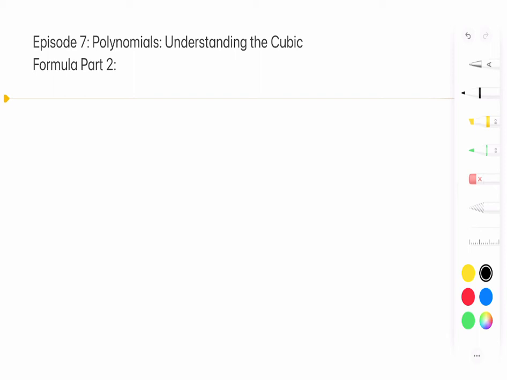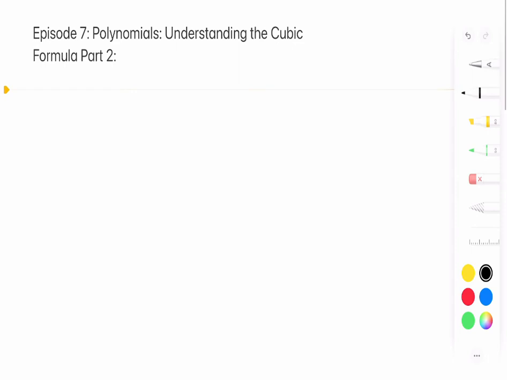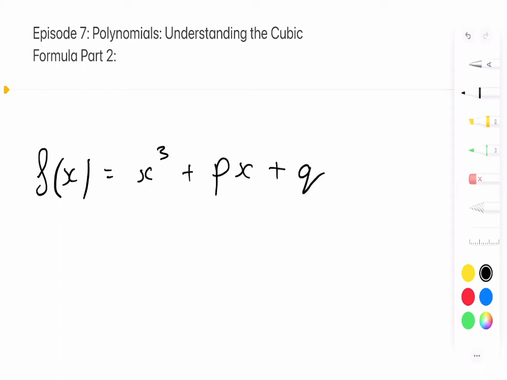This is the second part of a two-part series on understanding the cubic formula. Today I will also be explaining the cubic discriminant, and for this video I will be looking at cubics of the form f(x) = x³ + px + q. This is because I've already shown you how to turn any cubic into this form. If you haven't seen that before, look at my previous video, which is part 1 of Understanding the Cubic, episode 6.